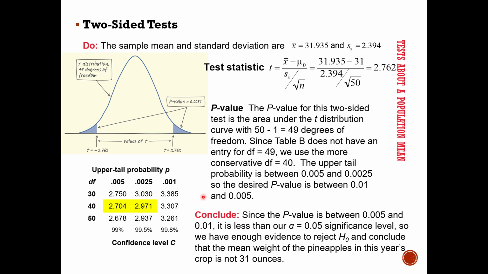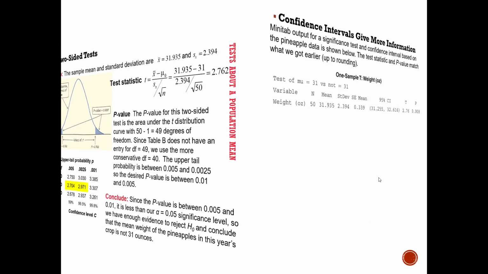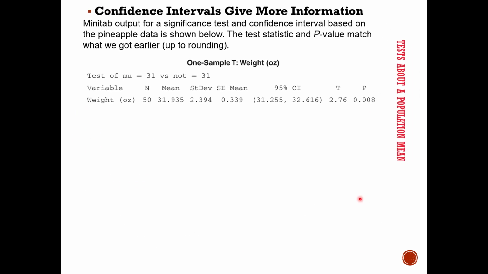And on the next slide, we're actually going to get to see the p-value. I would say that p-value is less than our alpha, so we have sufficient evidence to reject H0 and conclude that the mean weight of the pineapples in this year's crop is not 31 ounces. I love the back half of their sentence. This whole, so we have enough evidence to reject H0, blah, blah, blah. Okay, looks like you got it, so I'm going to move on. Remember, just use the calculator to find those p-values.